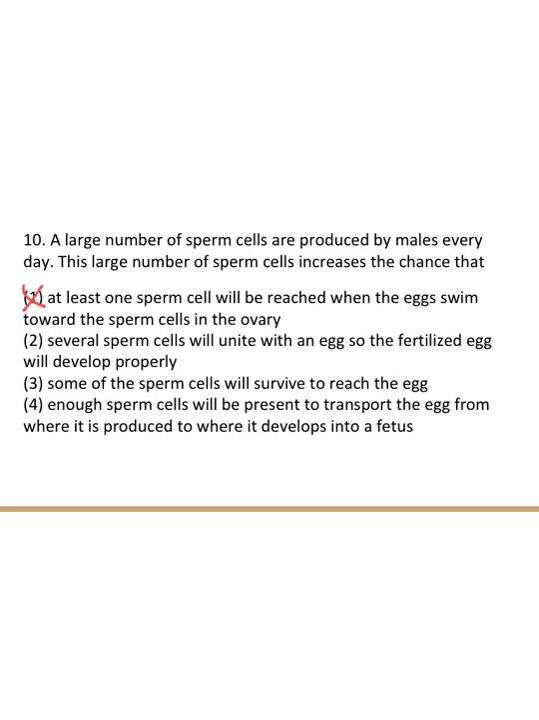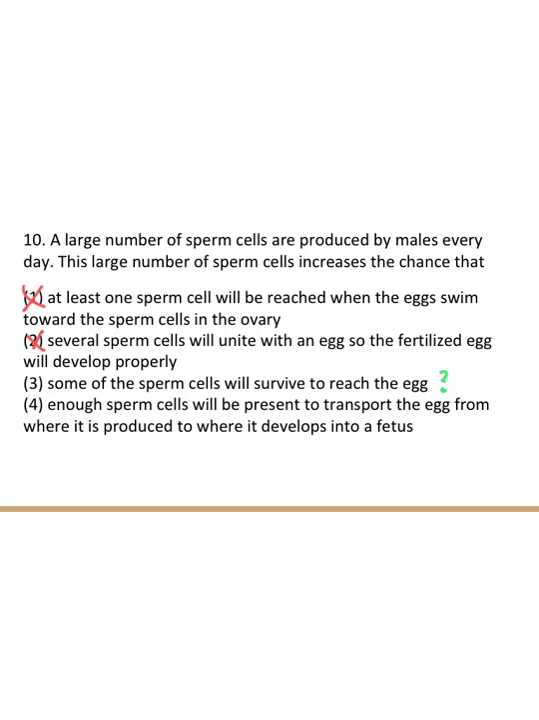Number 2, several sperm cells will unite with an egg cell so the fertilized egg will develop properly. That would give you a whole lot of parents and a whole lot of extra DNA. So, no. Some of the sperm cells will survive to reach the egg. Well, that is one that I might hold onto because that could be a viable answer, but I have one more to go through.